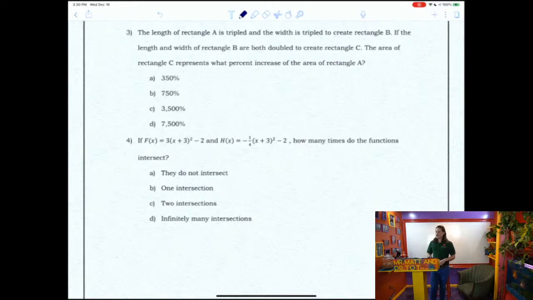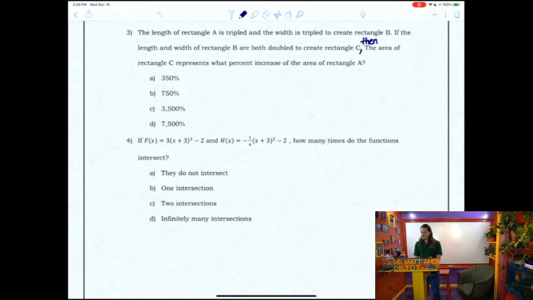Question number 3 asks, and I already see a typo coming up, so I'm going to fix it now. The length of rectangle A is tripled, and the width is tripled to create rectangle B. If the length and width of rectangle B are both doubled to create rectangle C, then the area of rectangle C represents what % increase of the area of rectangle A?